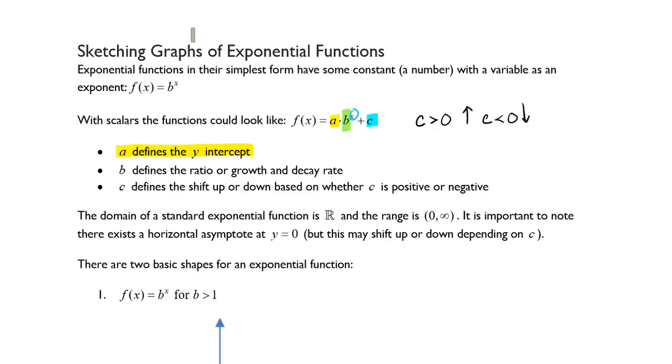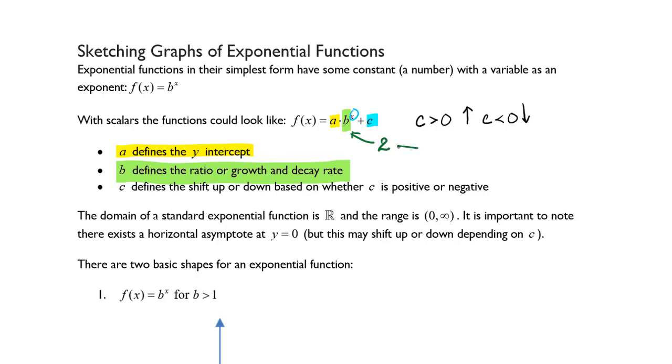B defines the ratio or growth and decay rate. Now you may have heard of the doubling time or exponential growth, or something doubles within so many hours. Kind of like bread dough. If you let it rise for an hour, it's supposed to double in size. So if it doubles by some amount, you would say the base is 2.